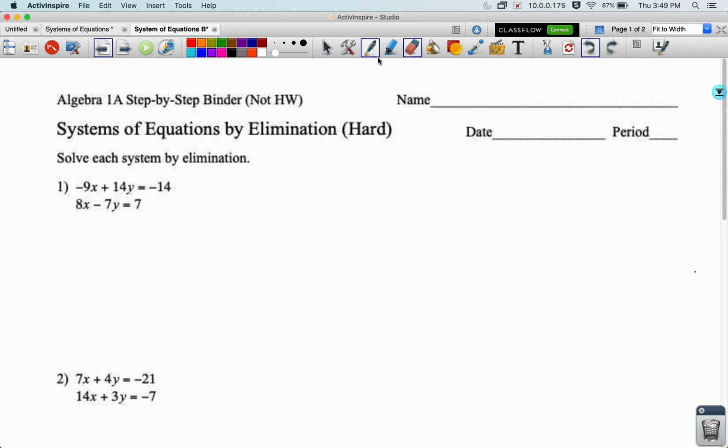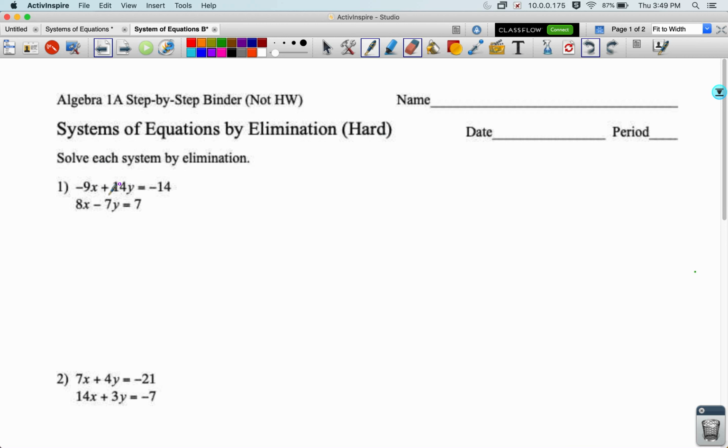The video for our step-by-step binder lesson, Systems of Equations by Elimination, hard problems. Even though these ones are harder to do by elimination, that doesn't mean that we should try to use a different method. They're still good problems to do with elimination. They just take one extra step. But let me just talk about why they're good for elimination.